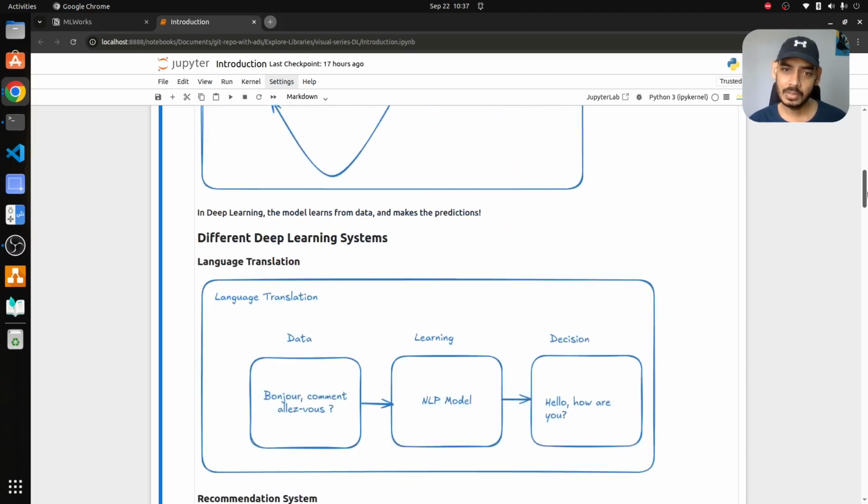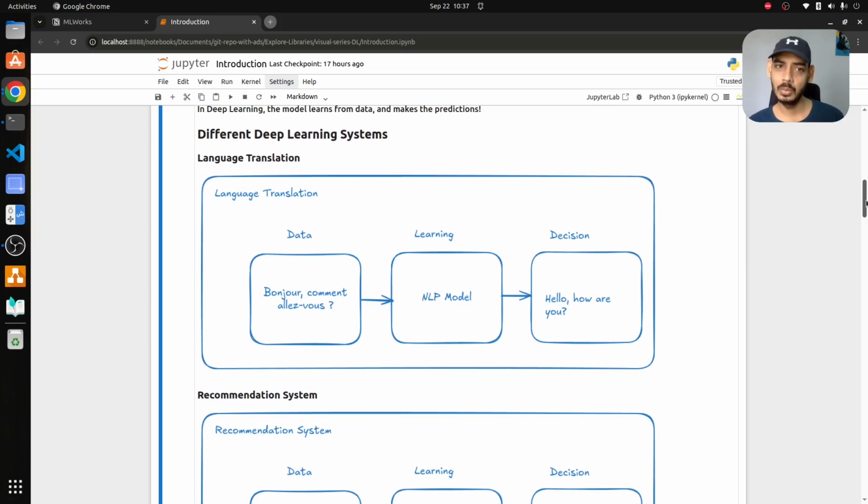Now there are various deep learning systems that we see around us. First is language translation, where you have an NLP or an LLM model, and the input is a text sentence in a specific language, and the model tries to understand the language and translate it into another language. So it has to understand the notion of that specific language, the context of the sentence, and try to replicate that sentence in a meaningful way in the other language as well.